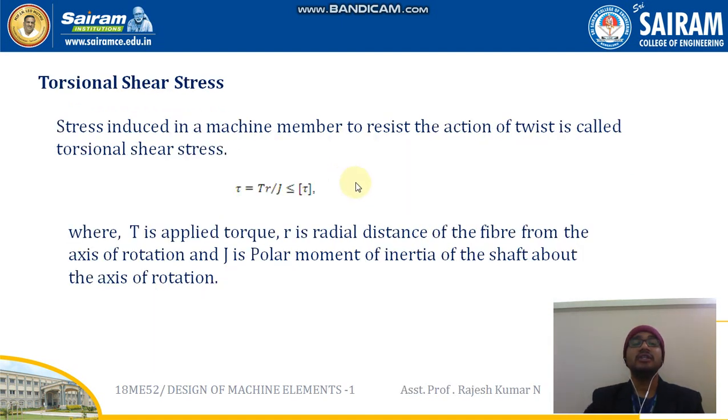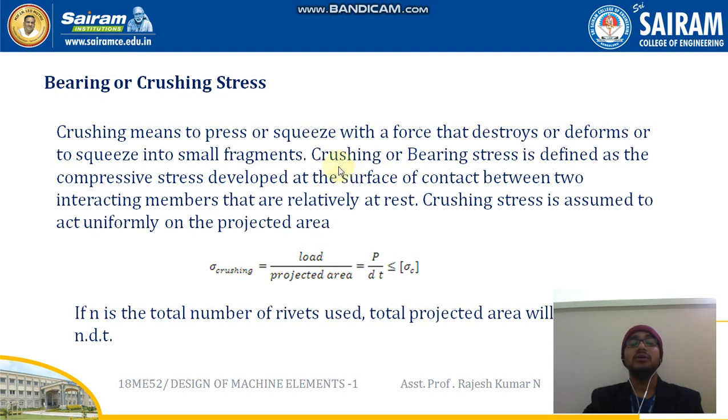Next is torsional shear stress. The stress which is induced in the machine member, if it is able to resist the action of twist, is called the torsional shear stress. The formula is the torsional shear stress, usually denoted with a tau symbol, which is equal to T into r divided by capital J. Where T is the applied torque, small r is the radial distance of the fiber from the axis of rotation, and capital J is the polar moment of inertia of the shaft about the axis of rotation. So next one is the bearing or the crushing stress.